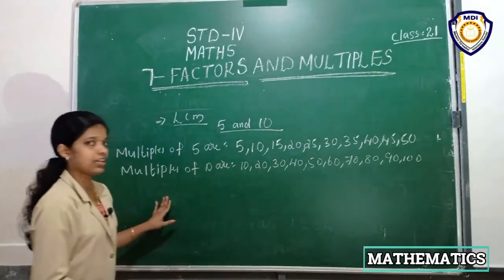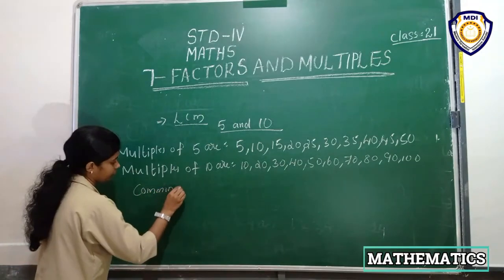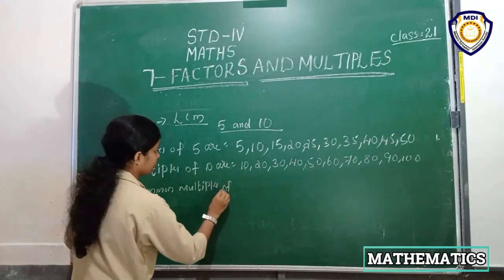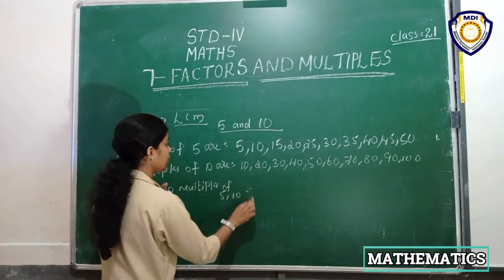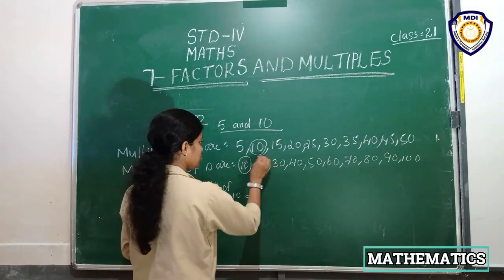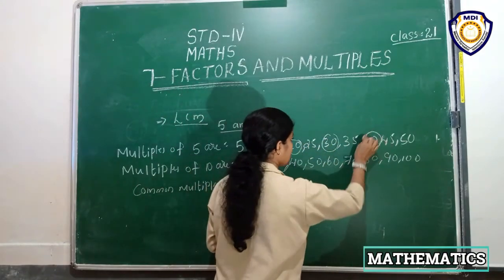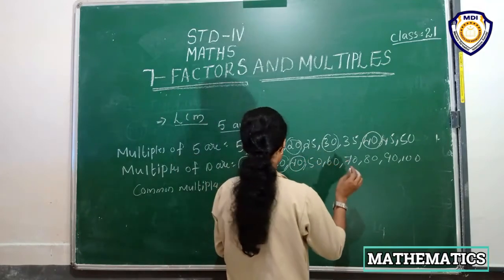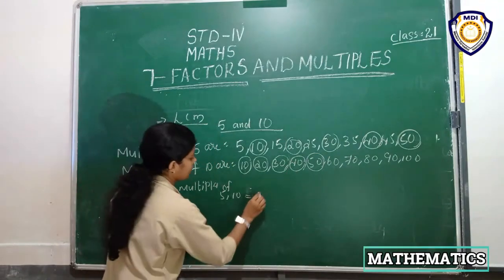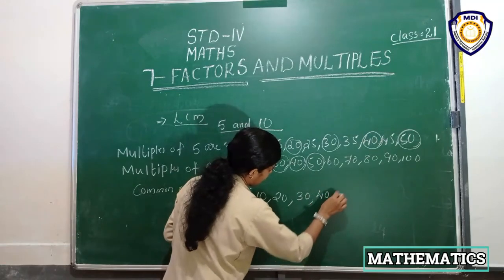Then common multiples. Okay, 10, 20, 30, 40 and 50.